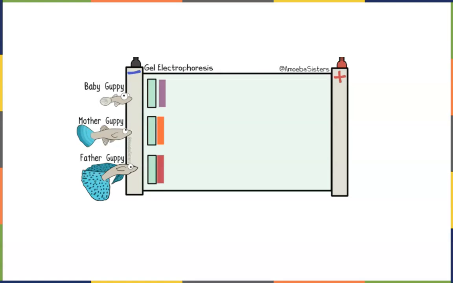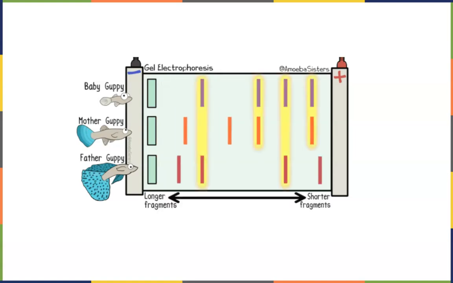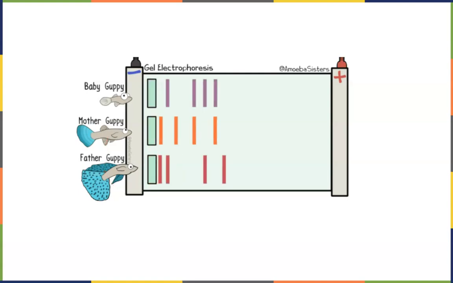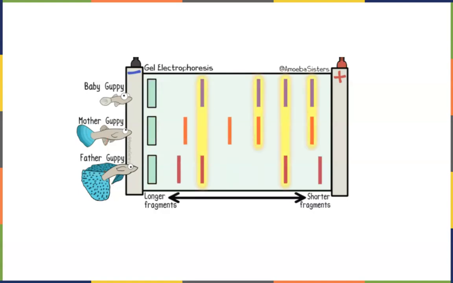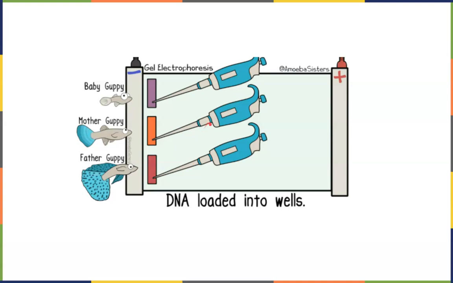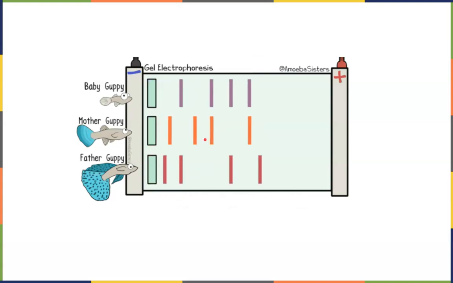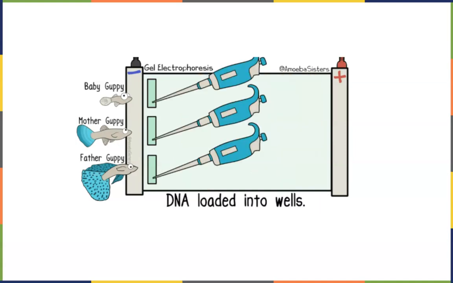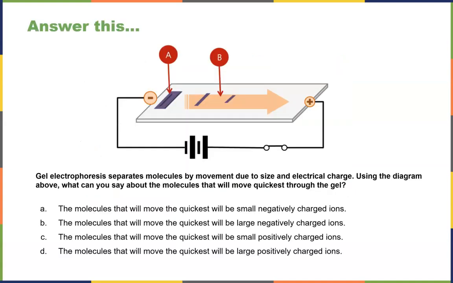Okay. So here's a little gif from Amoeba Sisters that's really cute, I think. So we load the DNA into these wells, and here's the baby guppy, mother guppy, father guppy. So we're just kind of looking to see, oh, is it the father or is it the mother? Well, yeah, because this baby guppy has base pairs, or sequence lengths, that are found in mom and dad. So yes, the baby is in fact both mom and dad's.